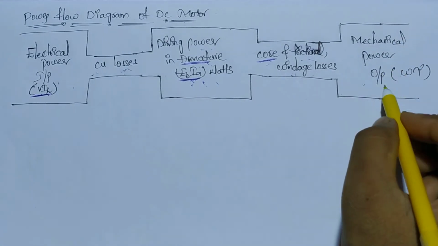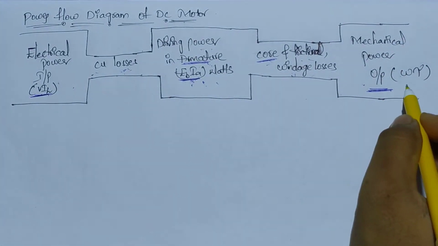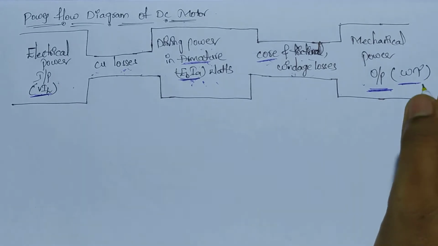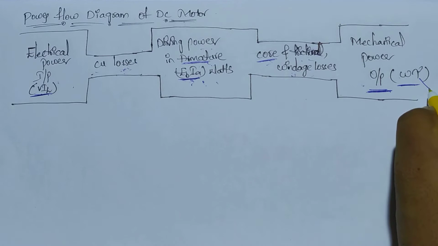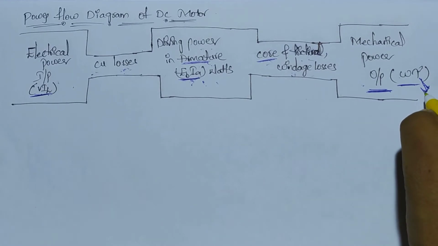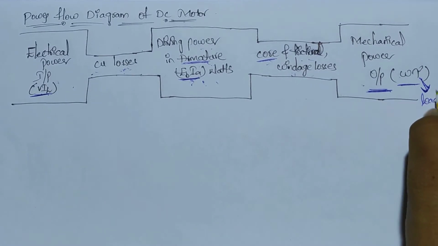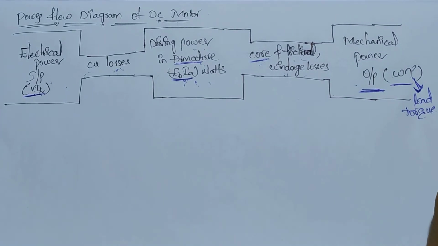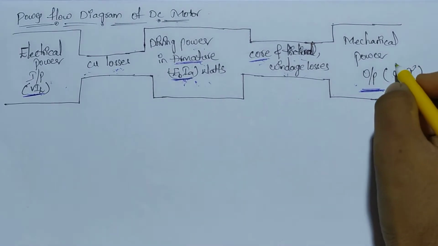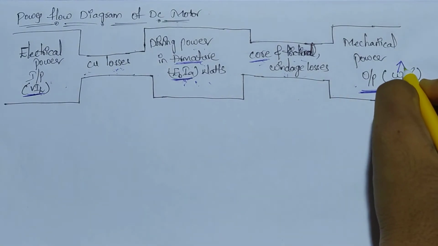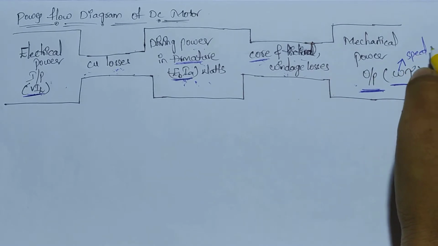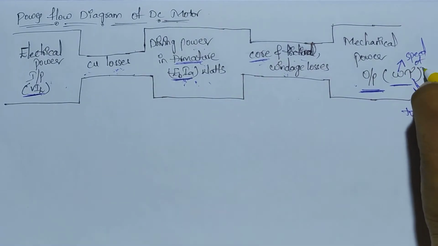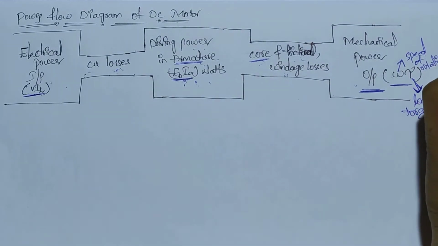We get the mechanical power output, that is omega tau. Here, whatever the tau is, that is the load torque. This represents the load torque, and omega is the speed of rotation. This is the speed of rotation here.